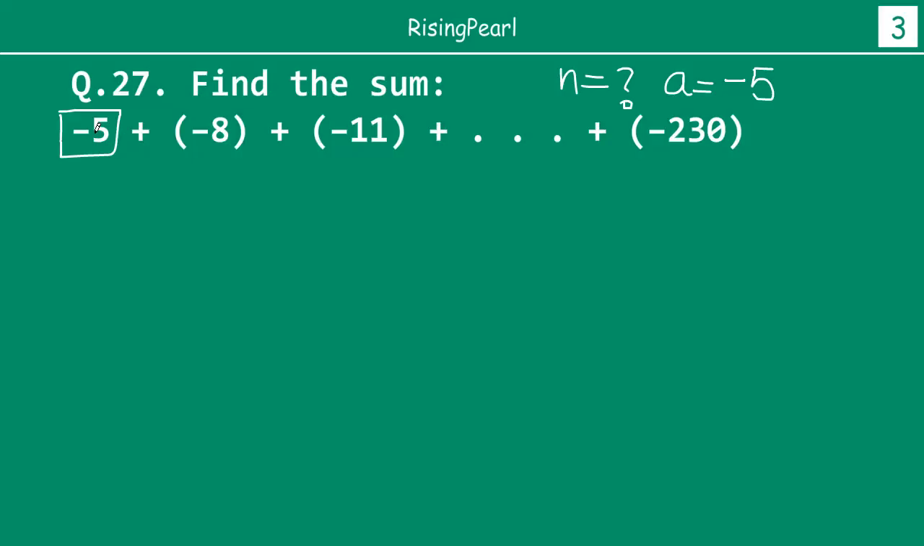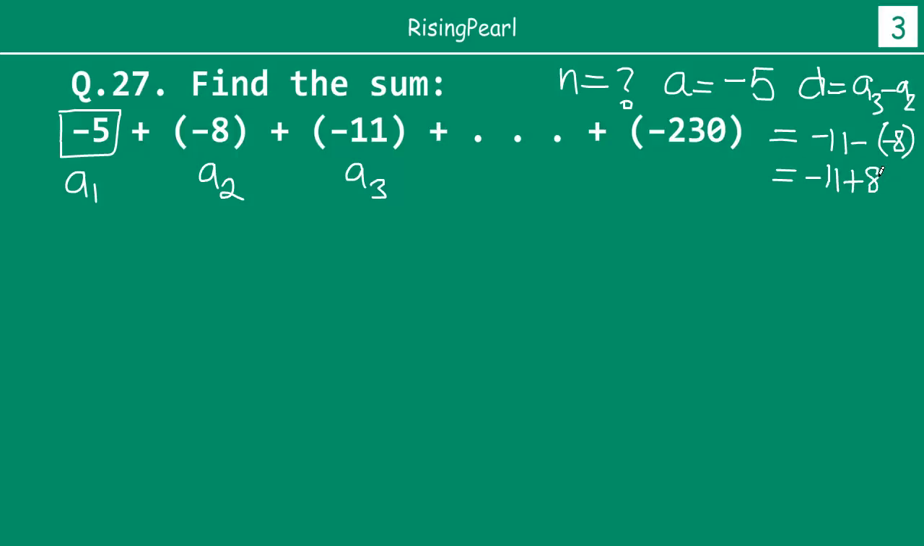Because we have been given consecutive terms, we can find the common difference. So this is our first term, this is our second term, this is our third term. We can take any two consecutive terms. Let's say we do A3 minus A2. A3 is minus 11, minus A2, which is minus 8. So minus 11 plus 8 will be minus 3.